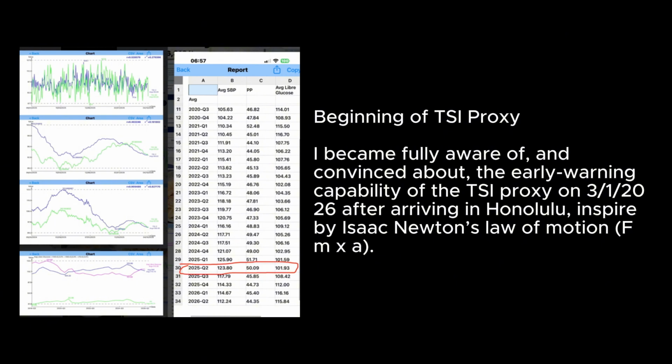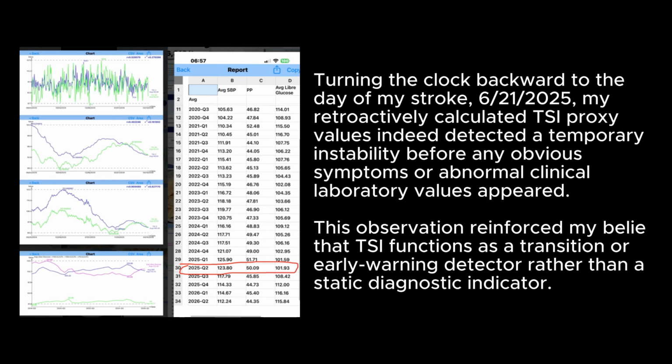Beginning of TSI proxy: I became fully aware of, and convinced about, the early warning capability of the TSI proxy on the 1st of March 2026 after arriving in Honolulu, inspired by Isaac Newton's law of motion, F=ma. Turning the clock backward to the day of my stroke, June 21, 2025.